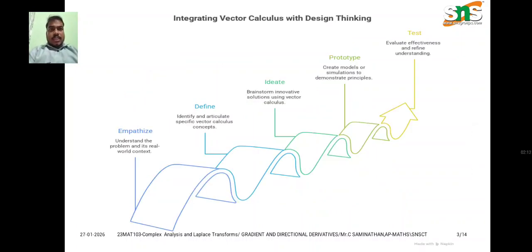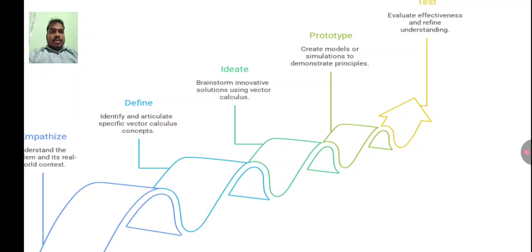The next step is ideate: brainstorm innovative solutions using vector calculus. Next is prototype: create models or simulations to demonstrate the principles. The test is to evaluate effectiveness and refine understanding.